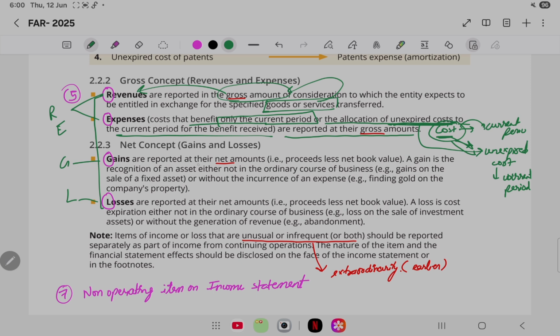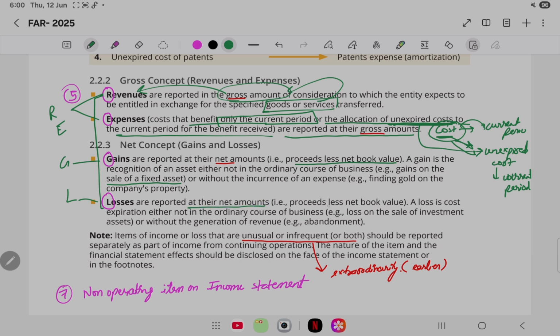What are gains? Gains are reported at their net amounts: proceeds less book value. A gain is the recognition of an asset not in the ordinary course of business. Examples: gains on the sale of a fixed asset, without the incurrence of an expense, and finding gold on the company's property. This is very easy language, and I hope you are all getting the understanding of the same. So what are losses?